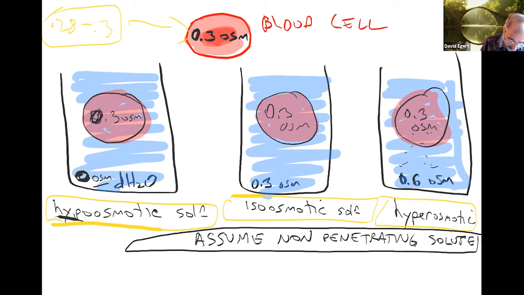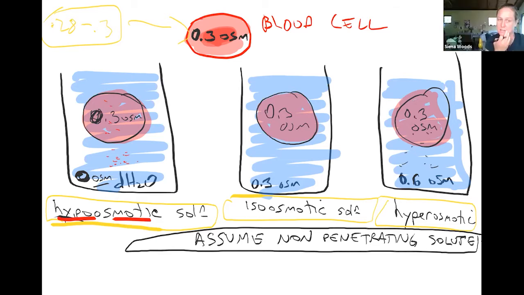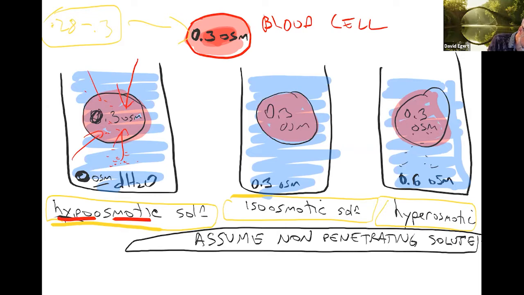So now let's think about tonicity, which way the water is going to move. If I'm in a hypoosmotic solution, less osmolarity outside compared to inside, which way does the water move? Into the cell. Yeah, the water's going to move in. Remember I talked about kind of the salt draws the water in. This is called hypotonic. Water moves into the cell.